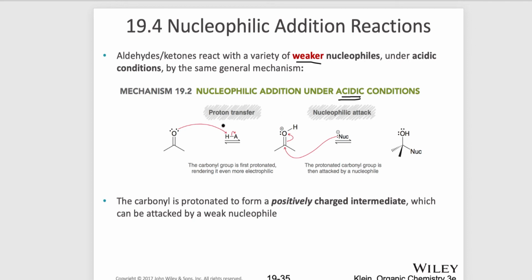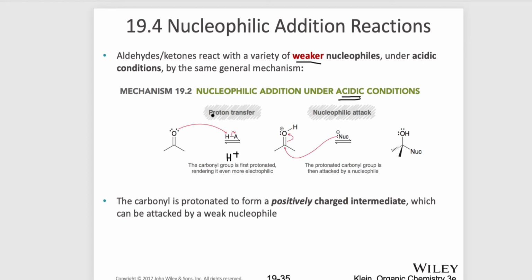In this case, we're basically reversing the order. We do a proton transfer first and then a nucleophilic attack. Proton transfer first means that the nucleophilic portion of this oxygen here with a free electron pair is going to pick up a proton. So this is a net H plus transfer, right?